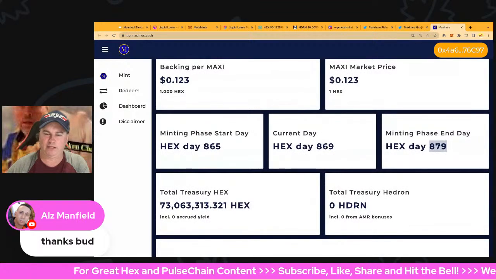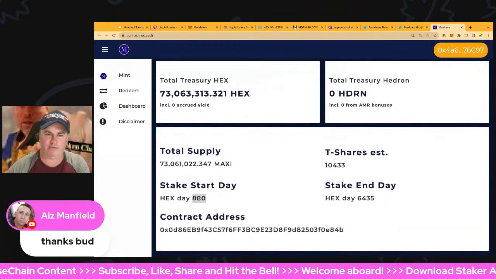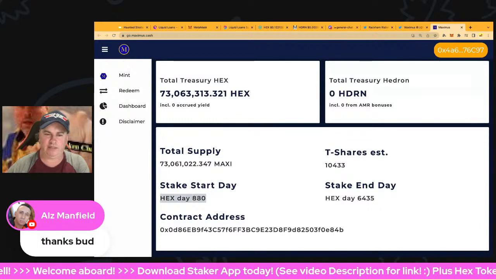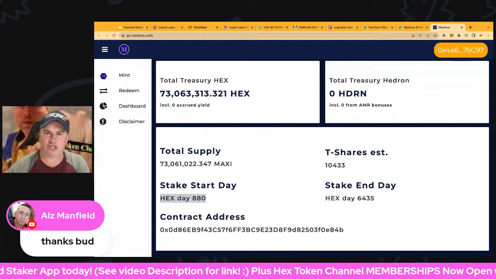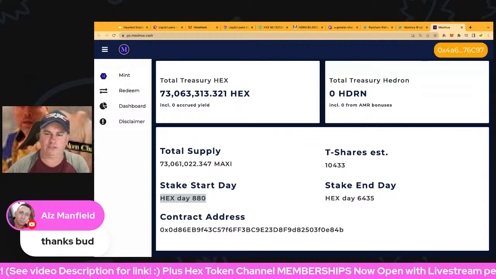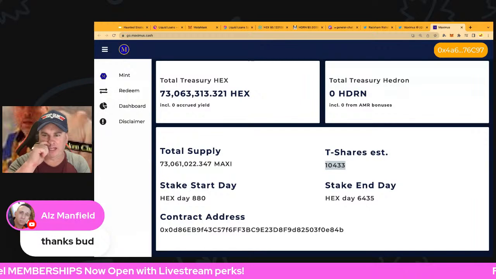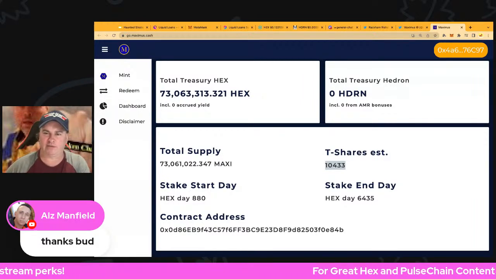That will be the total supply of Maxi. It'll be 1-to-1, and then of course on day 880, whatever the total supply of Maxi is, that amount of Hex will get staked on day 880, and of course that will be the maximum amount of Maxi in the market. And of course that Maxi is an ownership token. It will own the stake, and the stake will have so many T-shares. At the moment it's 10,433, but if they get 150 million, that's going to be something like 21,800 or something like that. I think we worked it out. So 21,800, that's huge.